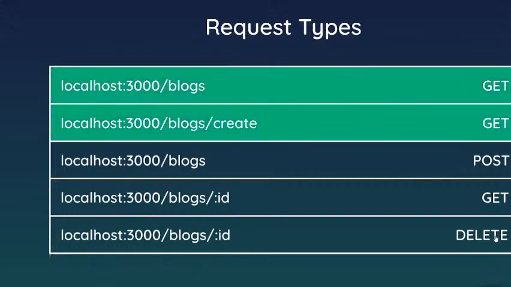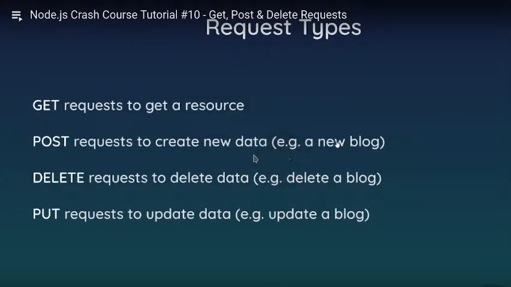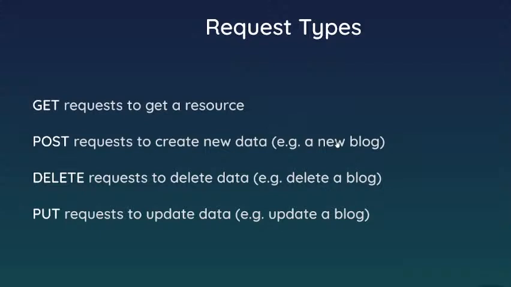So in our application, we're not going to use the PUT request. We're not going to update blogs, but we are going to do the POST request to create new data in our database. So typically when we have a web form and hit submit, then we send a POST request to the server with that new data and it can be added to the database. We also have DELETE requests to delete data, for example, deleting a single blog document from the database. And we also have PUT requests to update existing data.